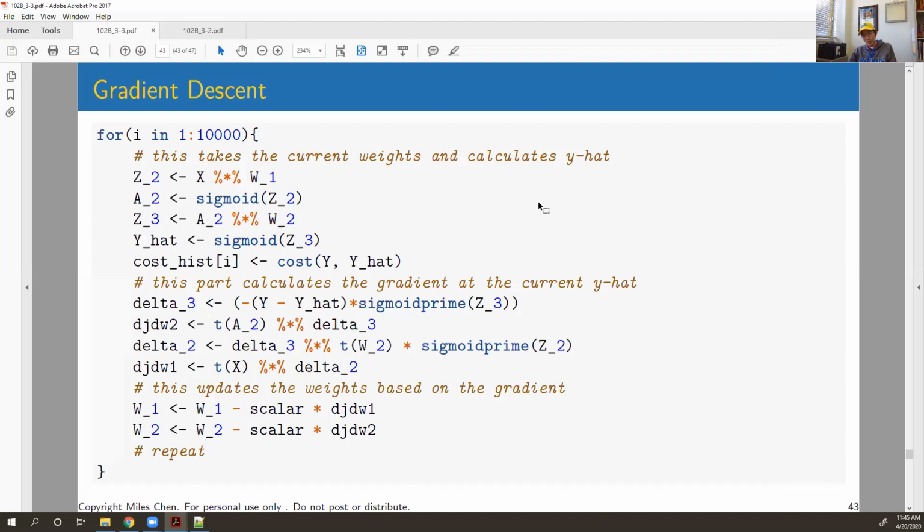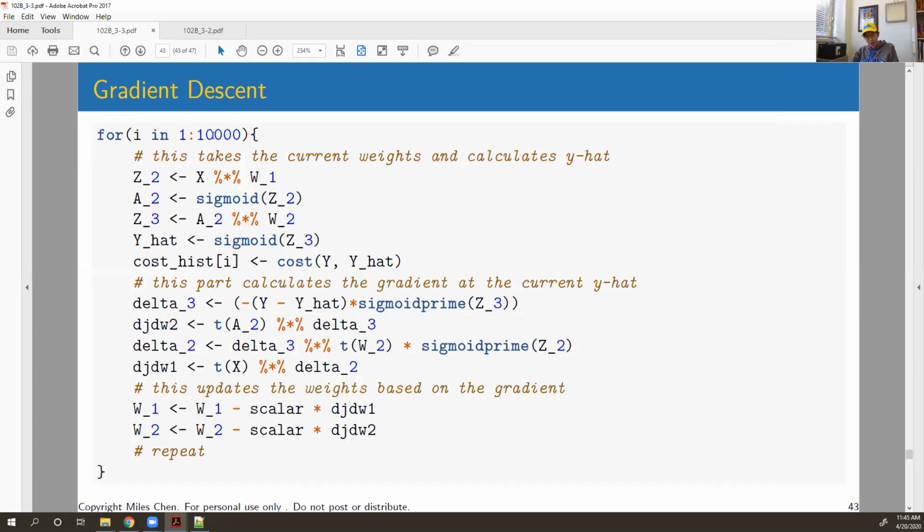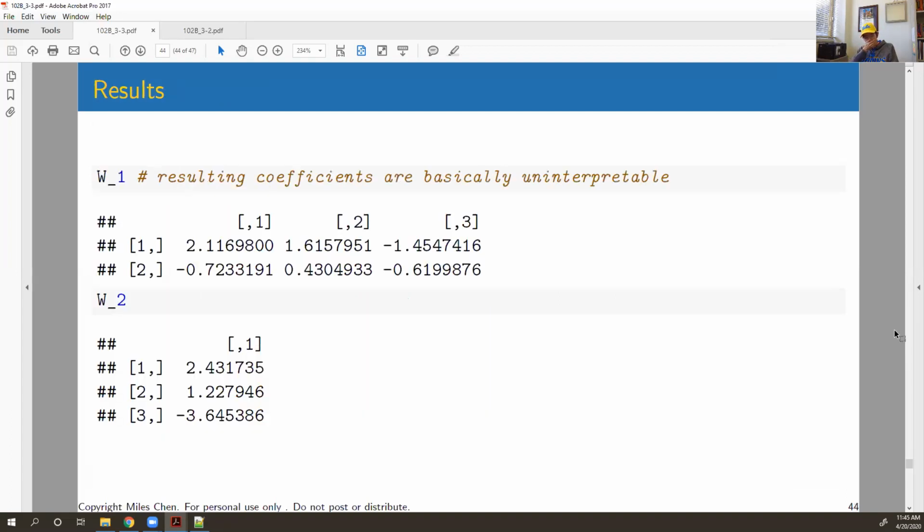Okay, but how do you choose a scalar 5? It's arbitrary. I think I played around with it, and 5 seems to work out well. When I run this, I run it for 10,000 iterations. That's just an arbitrary number as well. And these are the resulting coefficients for W1 and W2. These are the results that will give us a low cost function, but they are uninterpretable.